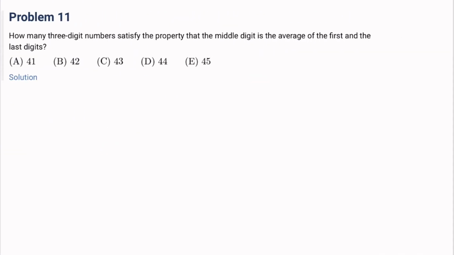Number 11, how many 3-digit numbers satisfy the property that the middle digit is the average of the first and the last digit?